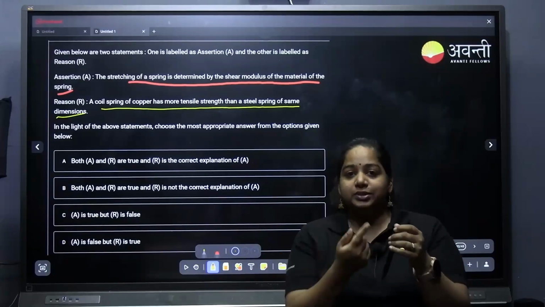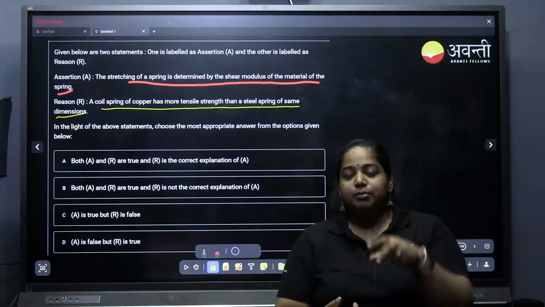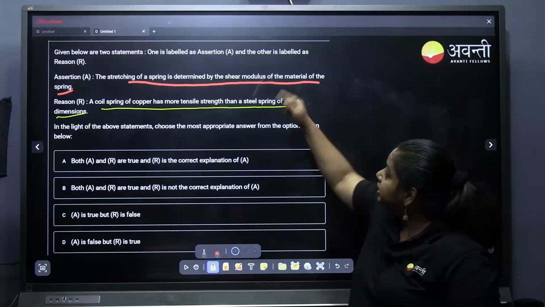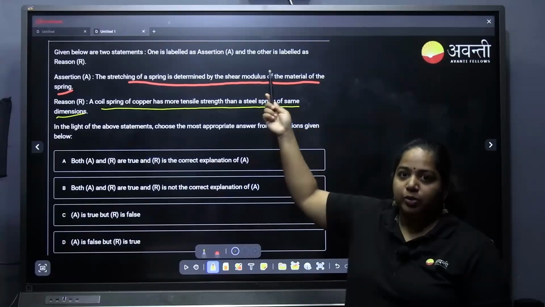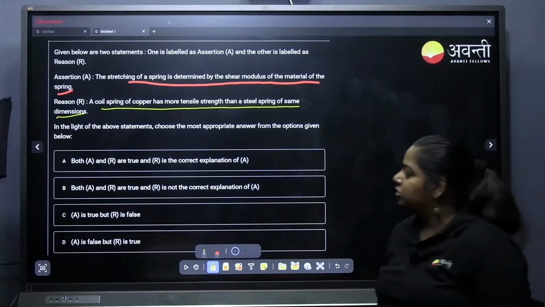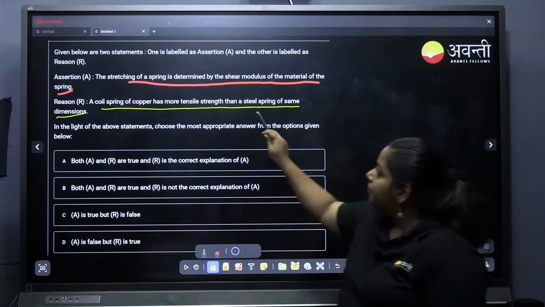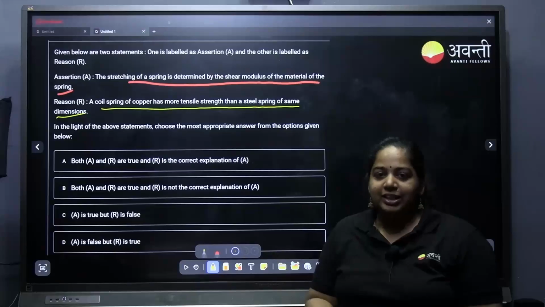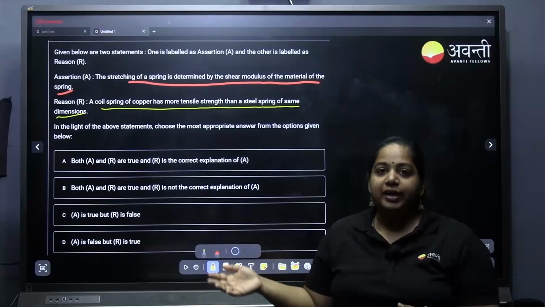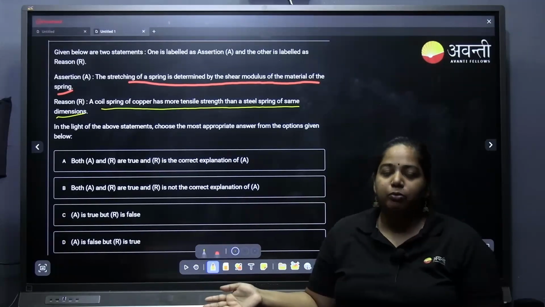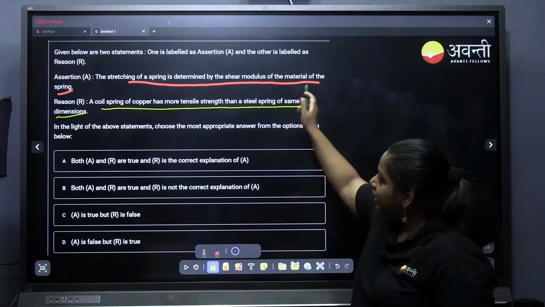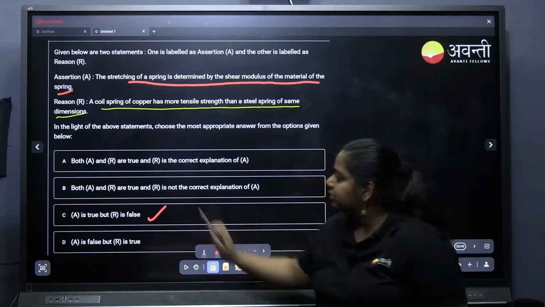Spring is like a twisted thing. With elongation its shape is actually changing, which means it will depend on rigidity modulus. Shear modulus is the same as rigidity modulus. A is true. But steel has more tensile strength than copper. That's why we use steel in buildings and all instead of copper, right? So A is true and R is false. This is the answer.